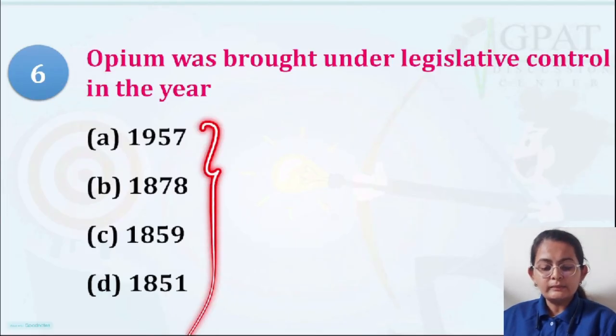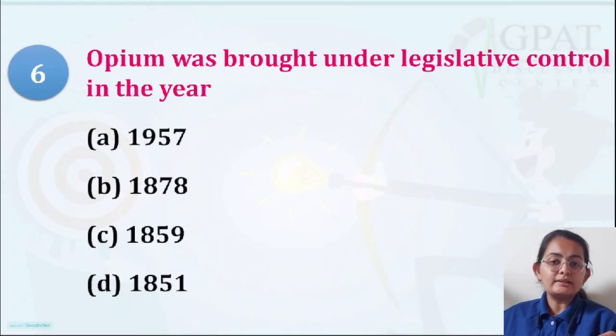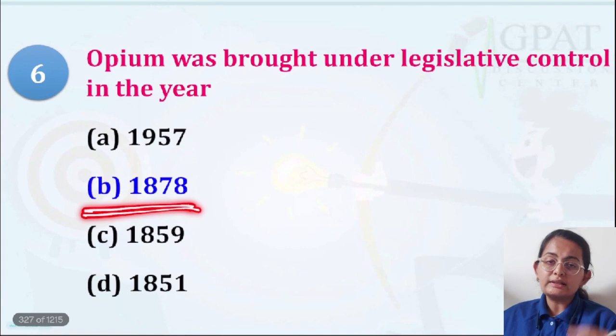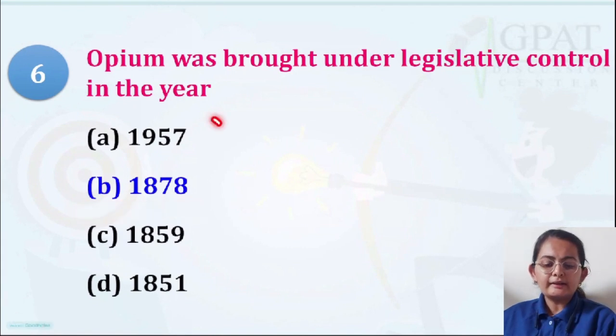But you can see there is no option of 1857. So is it a wrong answer? No, it is the right answer. The options are also correct because the Opium Act was further amended in 1878 as well. That's why the correct answer among these options would be option B itself. If the option of 1857 had also been there, then you would have ticked 1857.